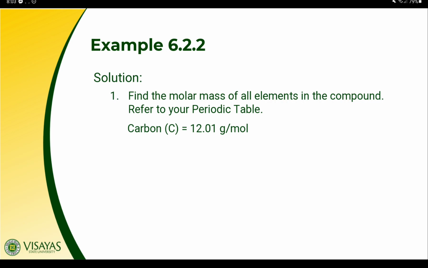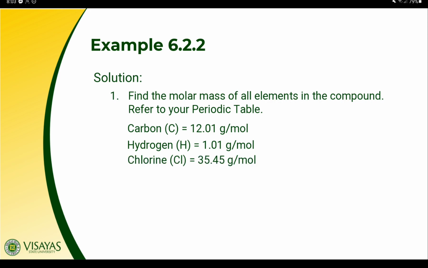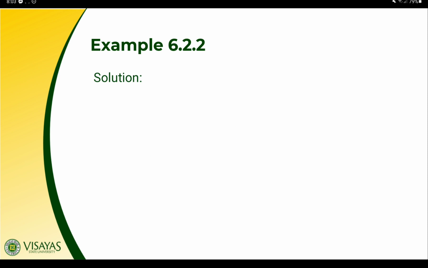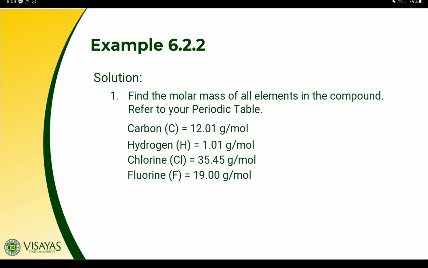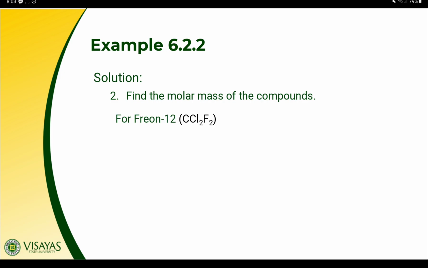So again, carbon has molar mass of 12.01 grams per mole, hydrogen has 1.01 grams per mole, chlorine has 35.45 grams per mole, fluorine has 19 grams per mole molar mass. So those are the molar masses of the elements in the compound. But we have to multiply these first with the number of these elements in the compound, no? Or we multiply them by their subscripts in the compound. So we find the molar mass of the compound for Freon 12.